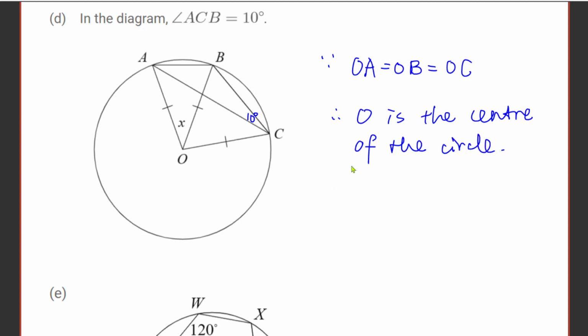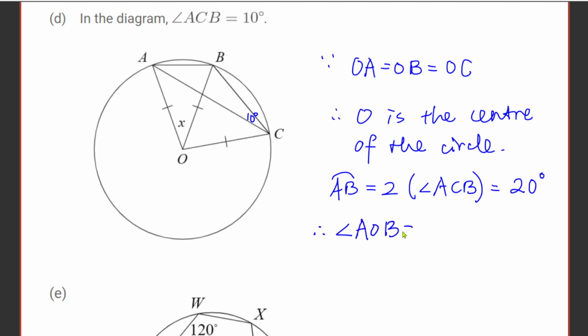You see why? Okay, and then arc AB equals twice of angle ACB, which equals 20 degrees, right? And therefore we know angle AOB equals arc AB, which is also 20 degrees. Did you get it?